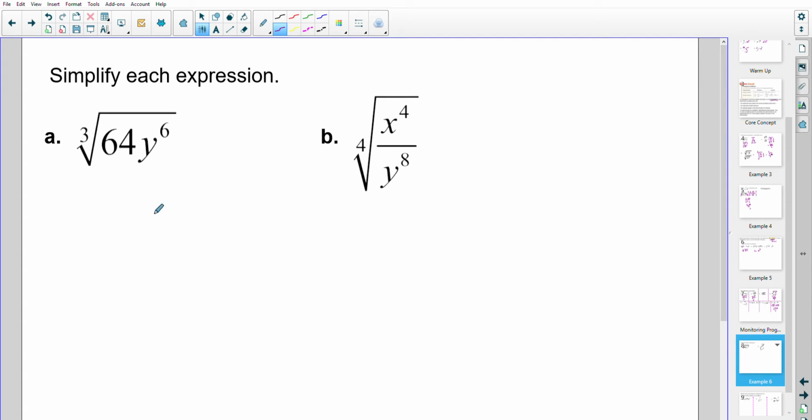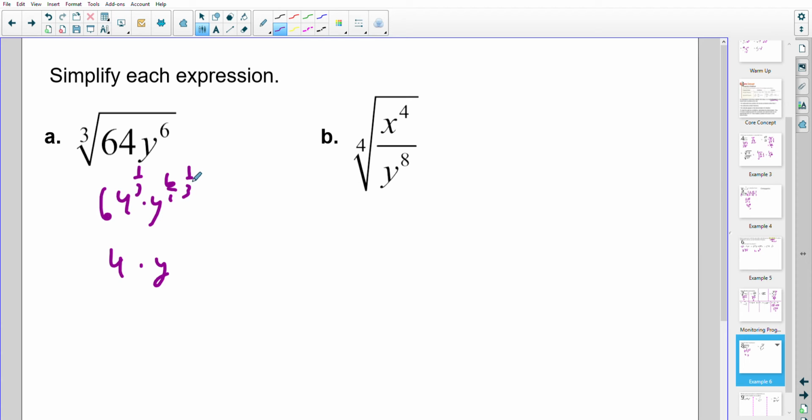Now you can also have variables to work with. And when you have variables to work with, I would convert this to a rational exponent. So 64 to the 1/3, y to the 6th to the 1/3. In other words, you can take 1/3 of both of those, and now you can see that the first one is going to be 4. 4 times 4 times 4, 64, times y.